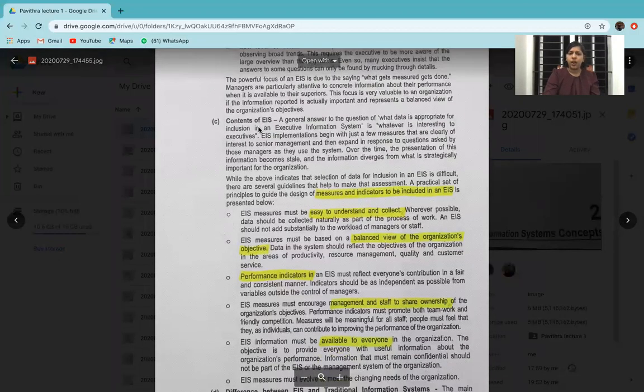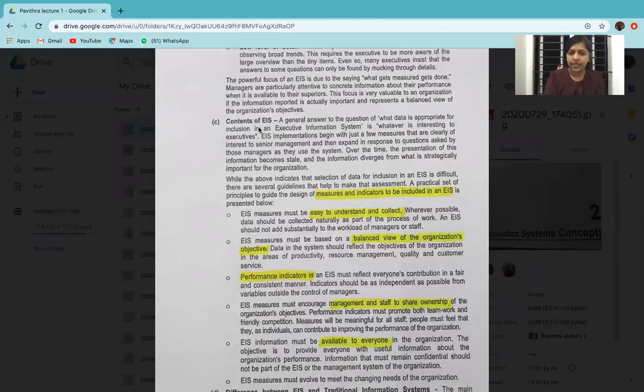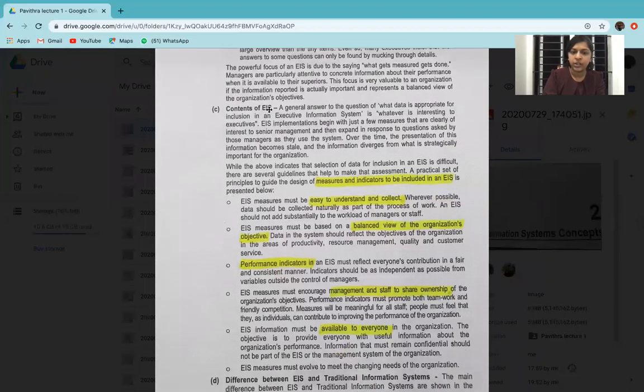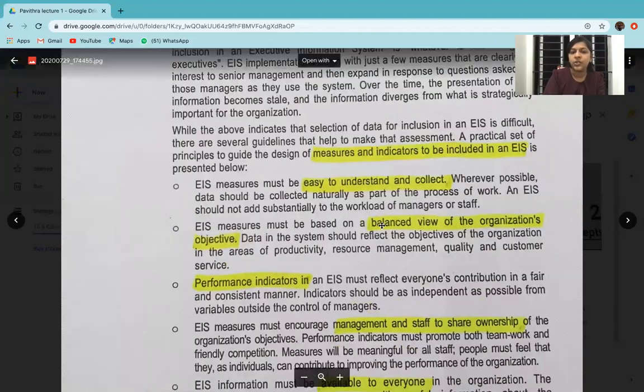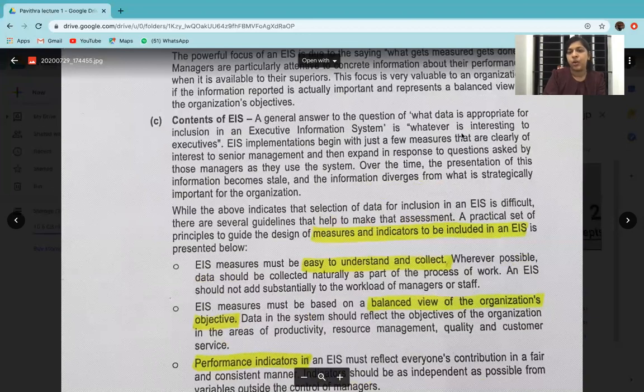Next, what are the contents of an EIS? What data is appropriate for inclusion in an executive information system is whatever is interesting to the executive. So what the executives think is what is going to be appropriate for them. In this instance, we can see that it is very uncertain to know what we need. So what is interesting becomes what is appropriate for them.